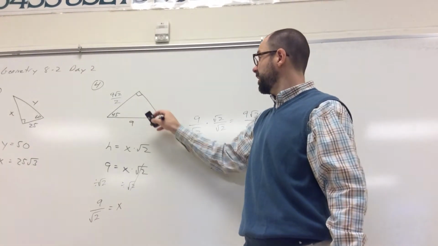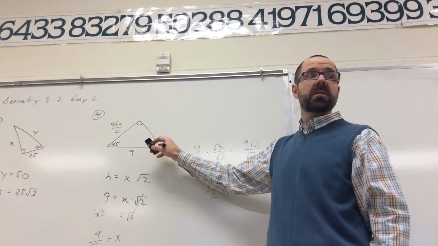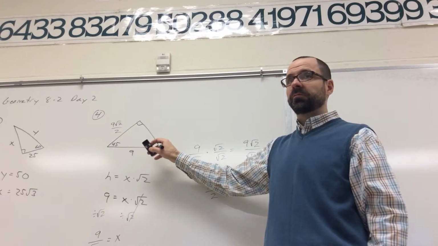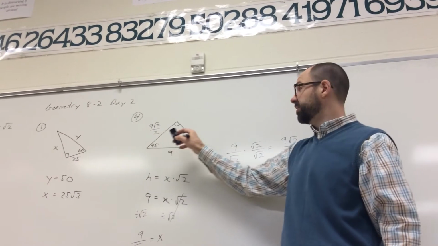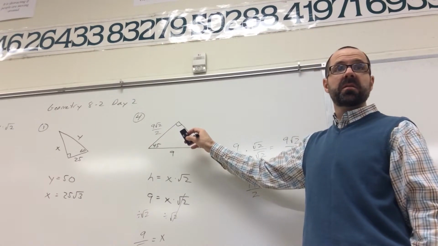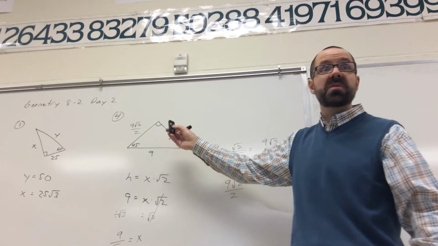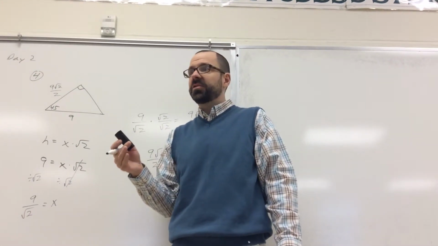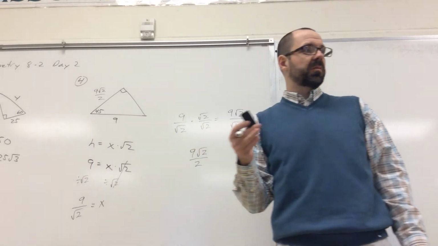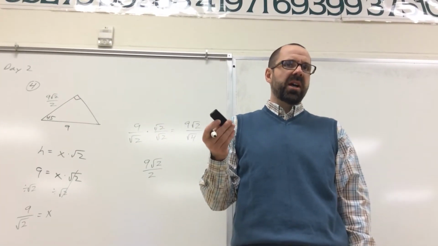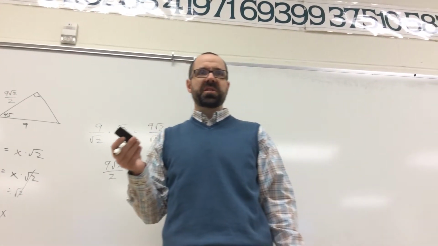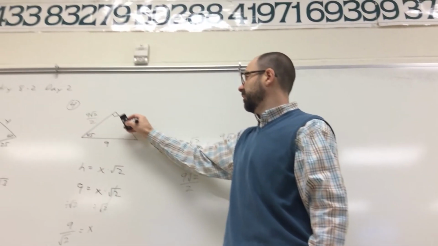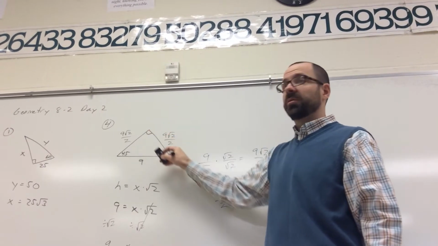Okay, then what's the length of this side? This side's 9 root 2 divided by 2. What's this side? It's the same thing, right? Because on a 45, 45, 90, the two legs are equal. It's an isosceles triangle. The 45, 45, 90 triangle has two equal angles. So it also has two equal sides. It's isosceles. So this side is also 9 root 2 divided by 2.